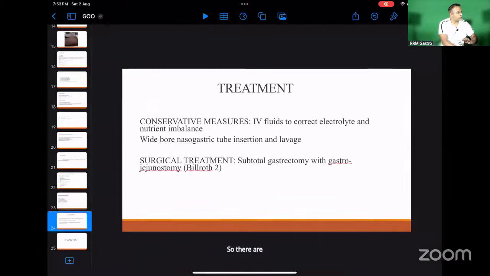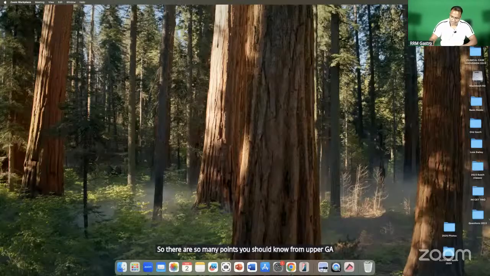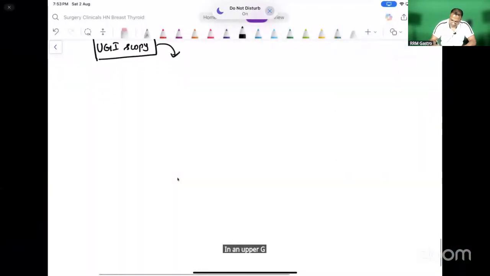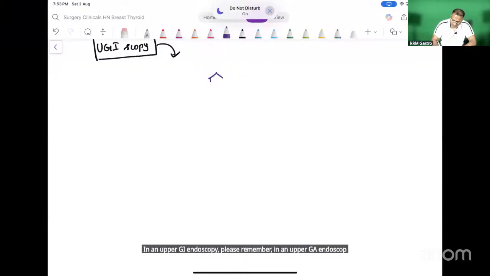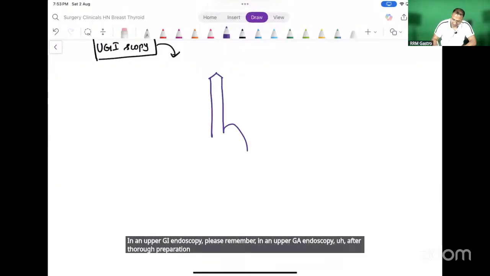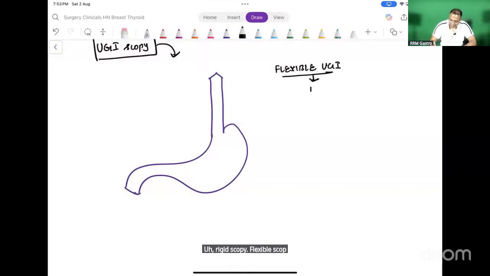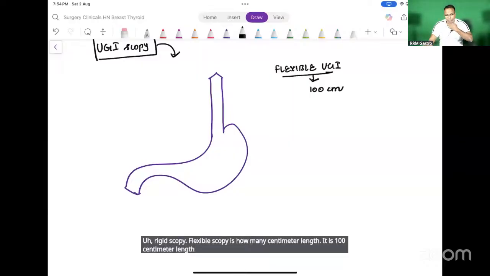There are so many points you should know about upper GI endoscopy. After thorough preparation and complete lavage, we put in the endoscope. What we use today is a flexible scope. We are no more using a rigid scope. The flexible scope is 100 centimeter in length. We pass it through the nose with a local lignocaine spray. Sometimes we need sedation. Pass the tube inside.